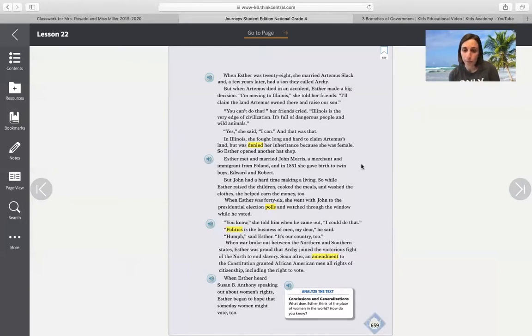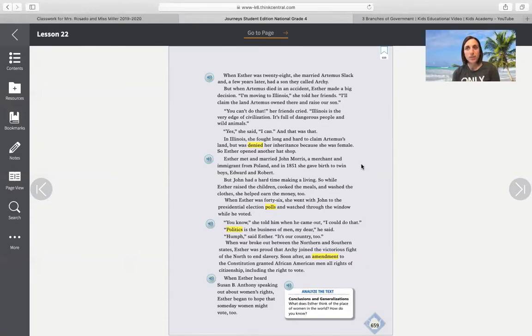When war broke out between the northern and southern states, Esther was proud that Archie joined the victorious fight of the North to end slavery. Soon after, an amendment to the Constitution granted African American men all rights of citizenship, including the right to vote.